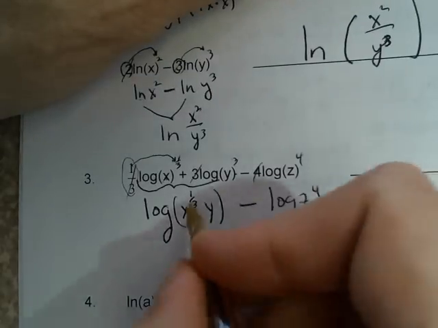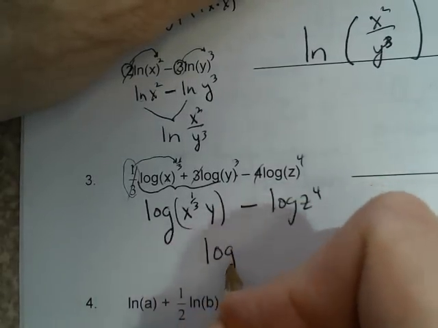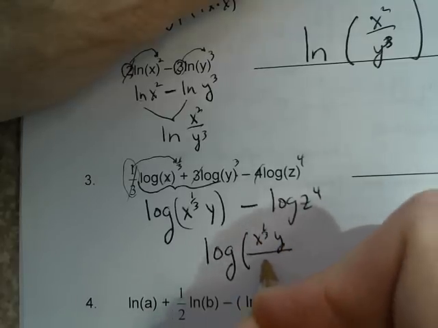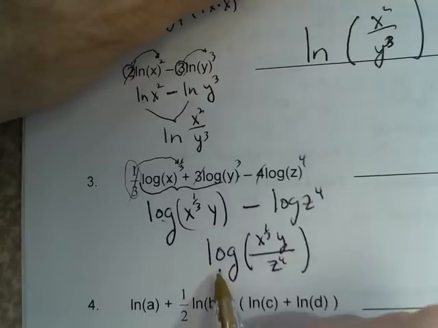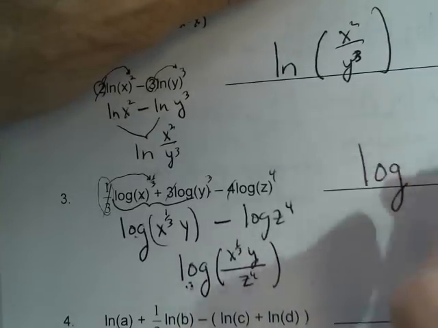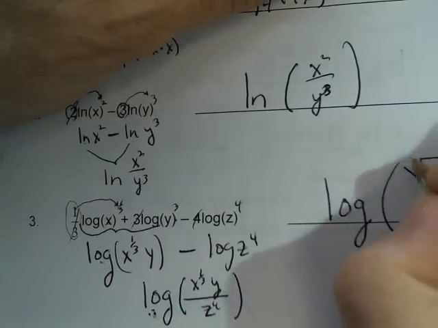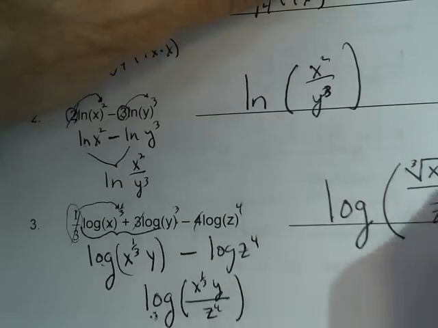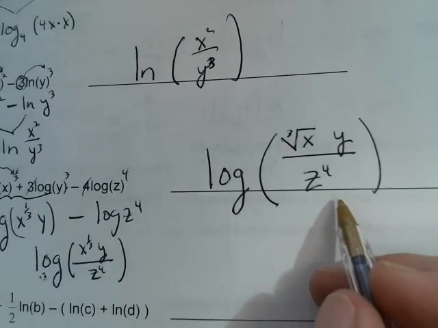Now when we have two logs separated by a minus, these two logs become one log. So it is the log of x to the 1/3 y divided by z to the 4th. Look, I've made one log out of two. Do not write the word log more than once when you're condensing. So our final answer is log of. Now x to the 1/3, I'm going to rewrite that as the cubed root of x times y all over z to the 4th, because a 1/3 power means the cubed root. So there's your final answer for number 3.